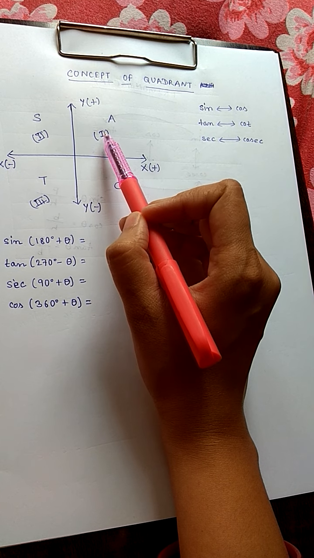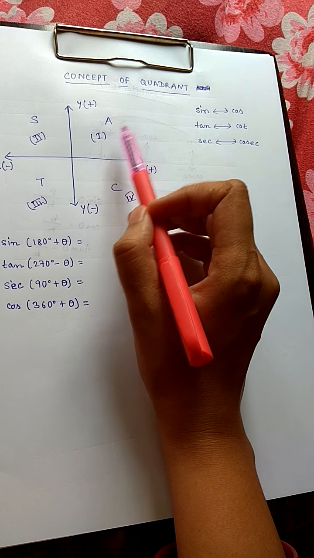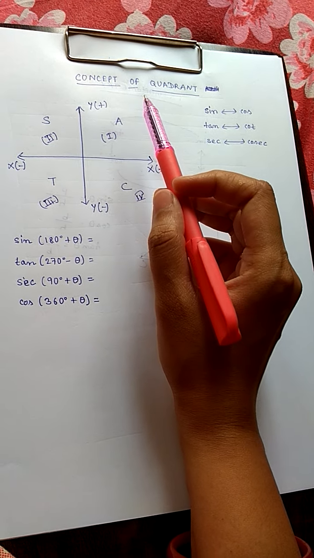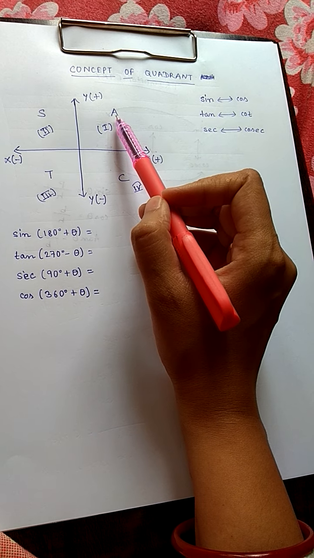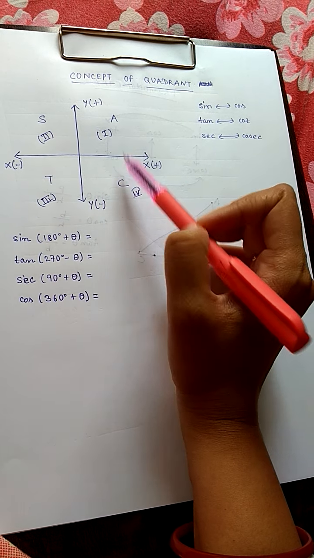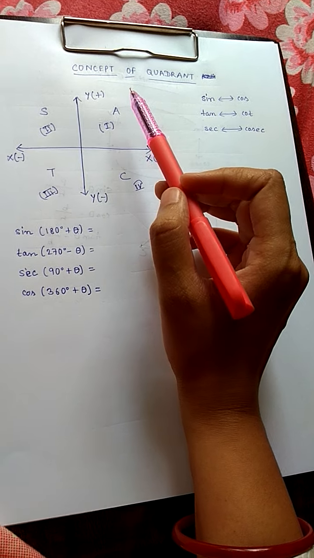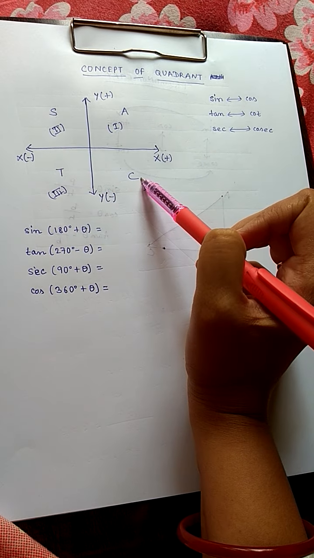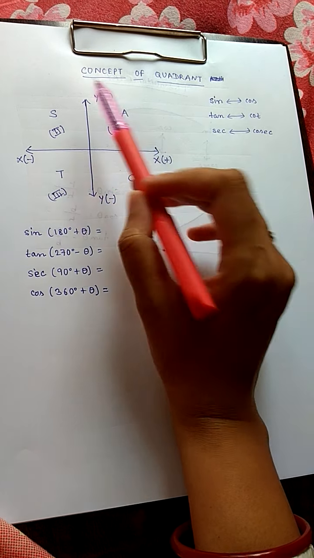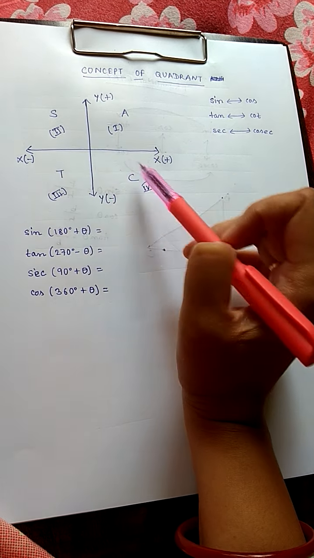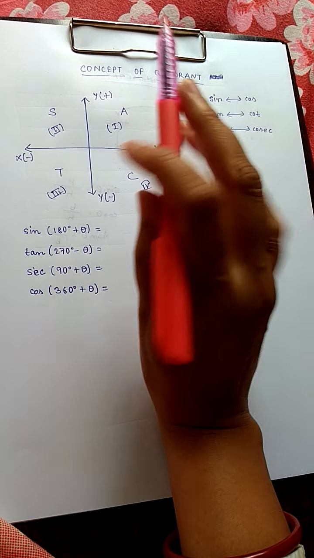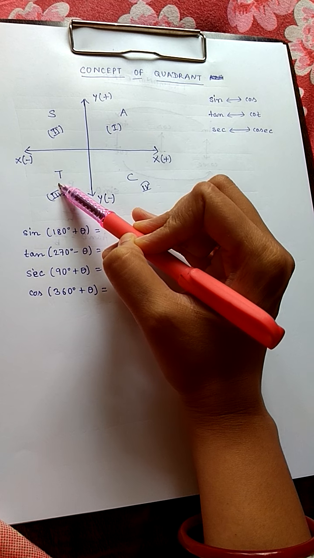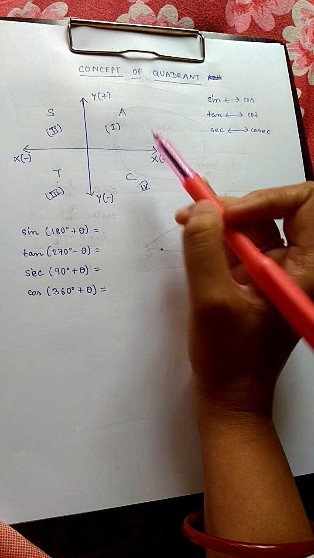Now, to remember in which quadrant what values will be positive or negative, I have found a short trick. I will write ASTC. To remember it, I will make you understand it like Assam State Transport Communication. We will draw the x-axis and y-axis and write ASTC. In the first quadrant we write A, second S, third T, and in the fourth C.